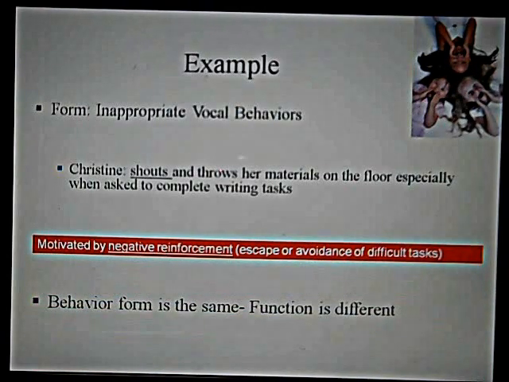Christine appears to be motivated by negative reinforcement. She's trying to escape or avoid a difficult task. The behavior we see is Christine shouts and throws her material on the floor. When did this happen? When she's asked to complete a task. The consequence may be she does not have to do the work. Well, Christine, since you threw it on the floor, you don't have to do it. She is then being motivated by negative reinforcement. The function of this behavior was for Christine to escape or avoid the difficult task.